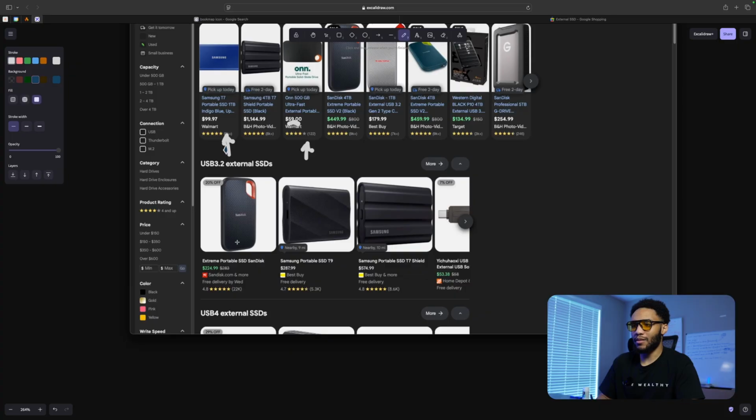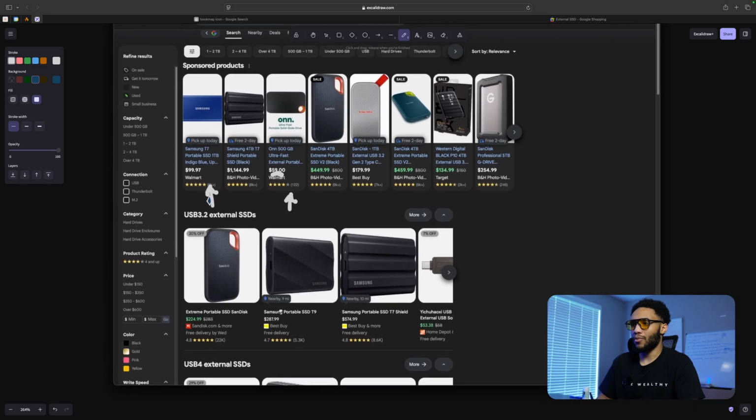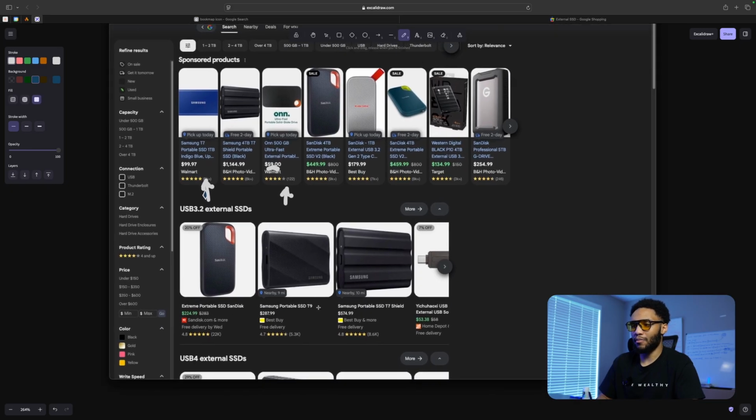You probably can get something like this as well if you want to go higher up in budget. If you want a little bit more quality, I would recommend going with a T9, but a T7 is pretty good as well.